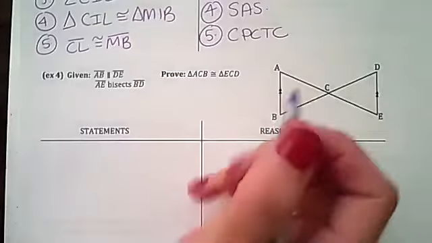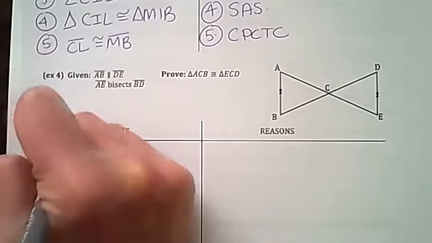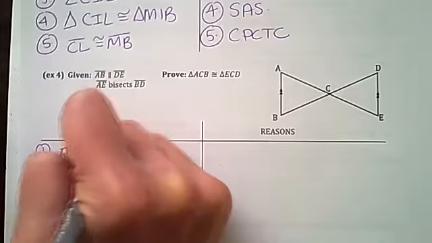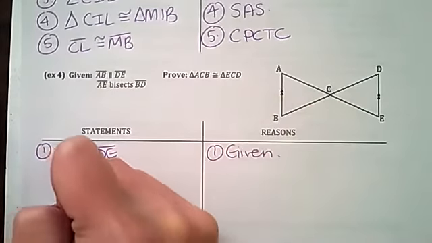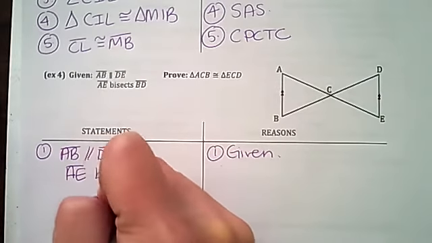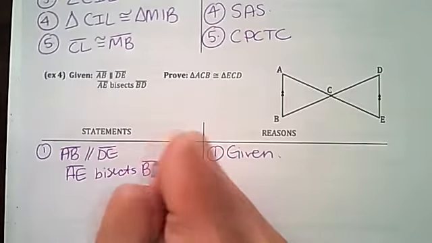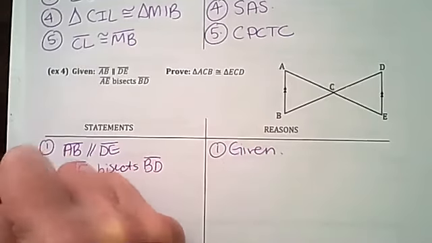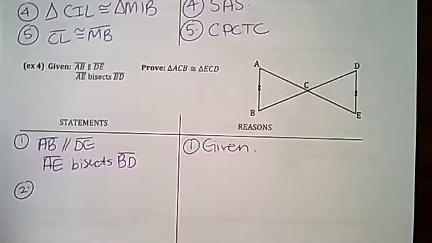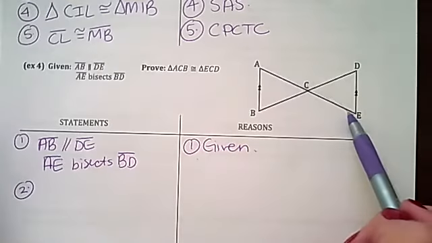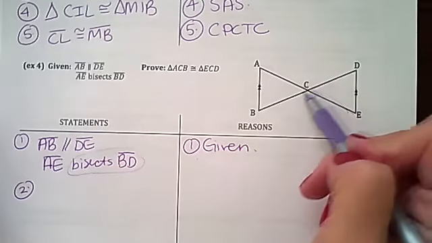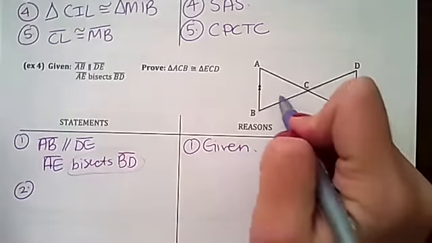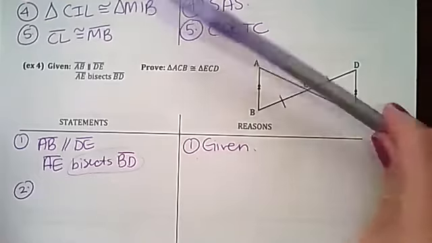Okay, last one. So this one, we are given some parallel lines, which are already marked for us. So AB is parallel to D. And I'm going to put the other given too, AE. So now we have a segment bisecting a segment, which gives us 2 congruent segments. So if we look at the picture, it says AE bisects BD. So whichever segment is being bisected, this is the one where you're going to mark congruent pieces. Because AE is cutting it in half.